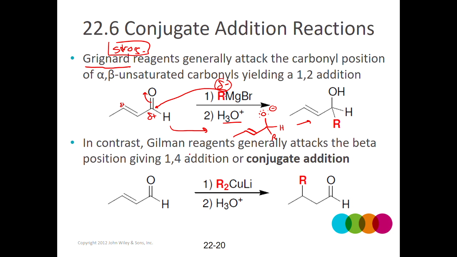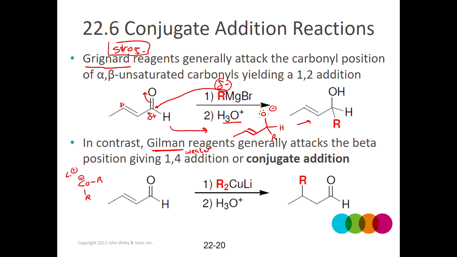So in the last chapter, we talked about the Gilman reagent, and we said the Gilman is an alternative to the Grignard that's much weaker. As a much weaker nucleophile, it actually will withdraw its electrons from the copper. So let's draw this thing out. The lithium is just a counterion.